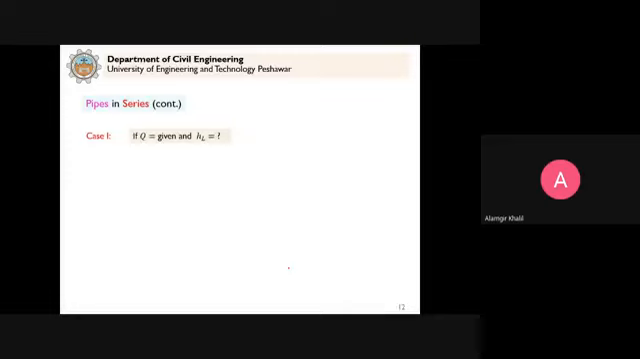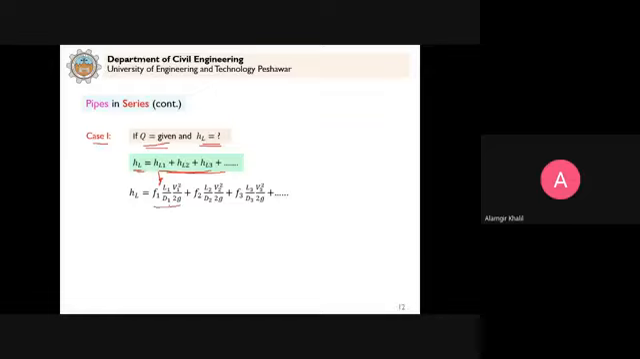So now, how to solve such types of problems? For example, we consider case 1, in which discharge is given and we are going to calculate the head loss. So how to proceed? The head loss will be equal to the sum of the head losses in the individual pipes, as we already discussed, and we already know that this HL is given by the Darcy-Weisbach formula.